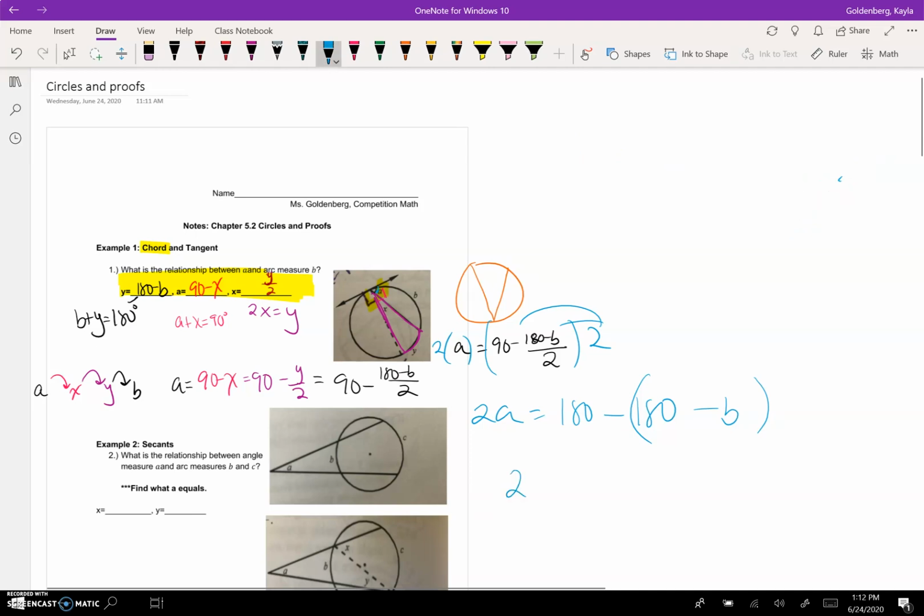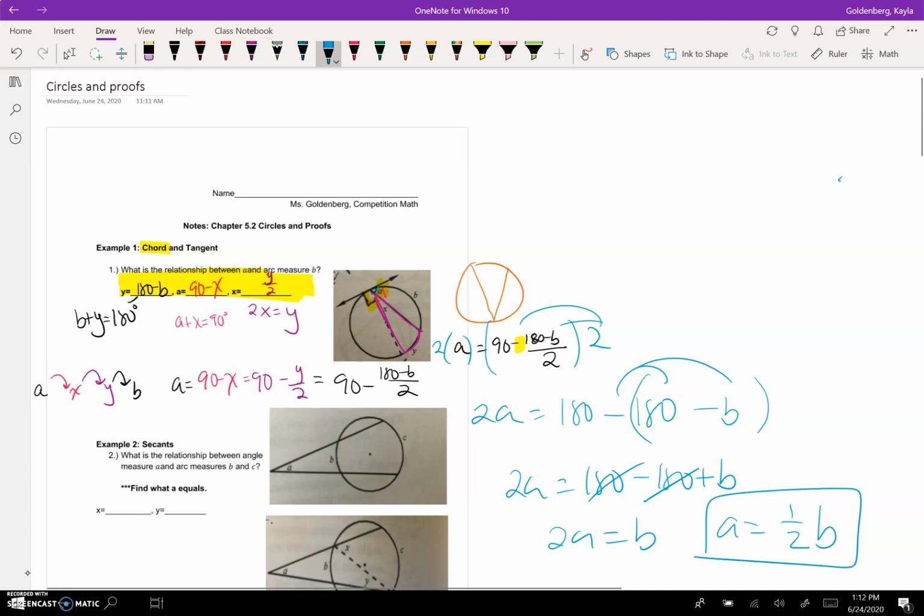And then from here I've got 2a equals 180. Distribute your negative sign. That's the really big thing because you're subtracting that whole fraction, so you want to be careful with your signs. So minus 180 plus b. So then if you cancel that out, you get 2 times a is equal to b, which is the same thing as saying a is equal to a half of b.